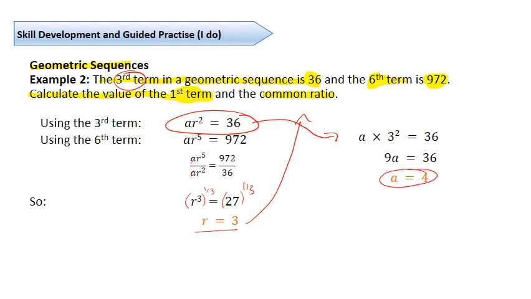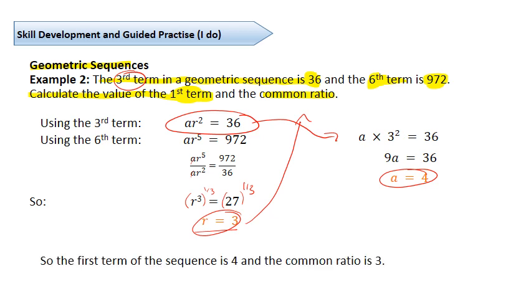So what we have here is a geometric sequence with a common ratio of 3 and a starting term of 4. A bit of a tricky example that required us to use a simultaneous equation to solve that one.